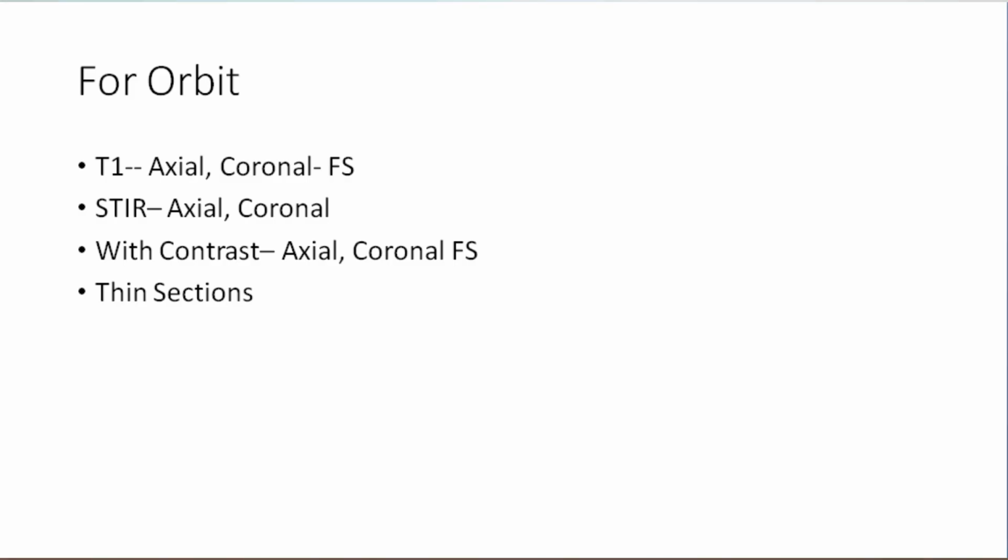So for the orbit, T1 axial coronal fat suppressed, STIR images axial coronal. Again, this is where I come across the biggest problem, because people don't know how to do the orbital sequences. With contrast, axial coronal fat suppressed, and then thin sections. Again, axial coronal T1 and with contrast will give you an idea, and you have to look through it very carefully if you want to pick up optic neuritis.